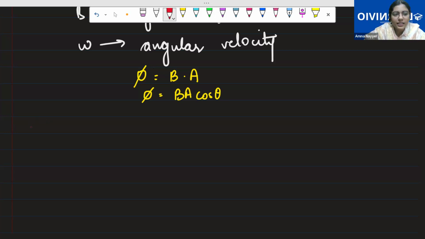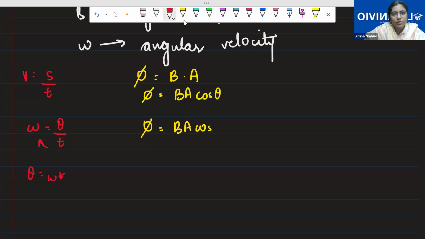No, no. Linear velocity is equal to linear displacement by time. Angular velocity is equal to angular displacement by time. So I can write phi is equal to BA cos theta, and theta can be written as omega t. So this will be BA cos omega t.